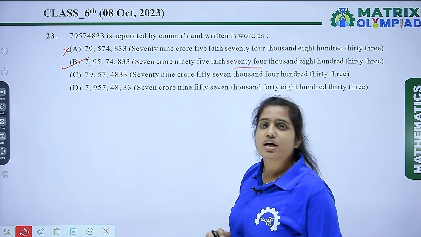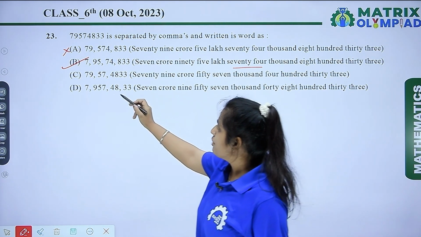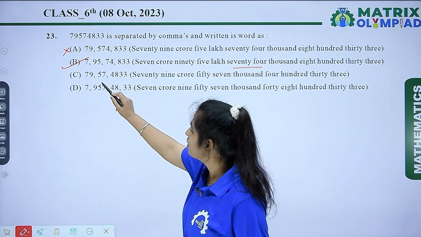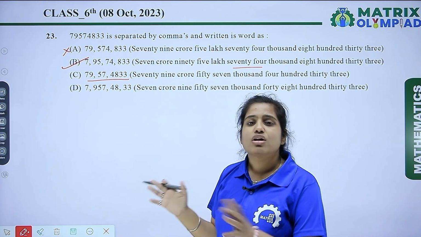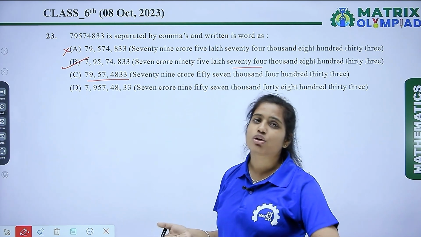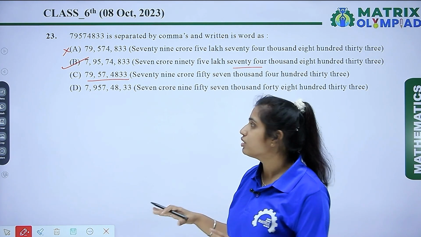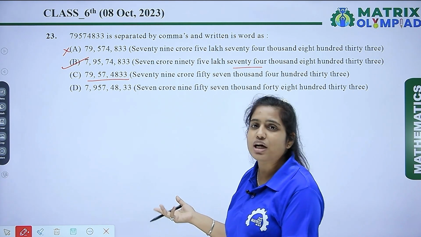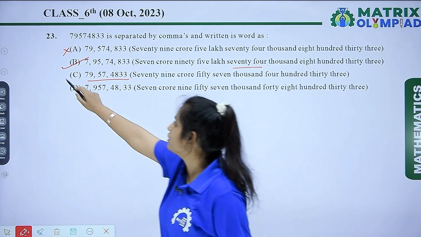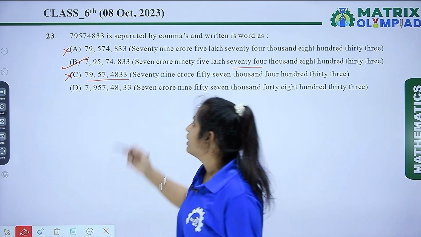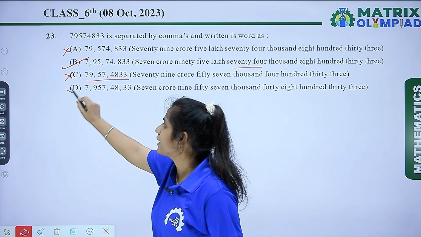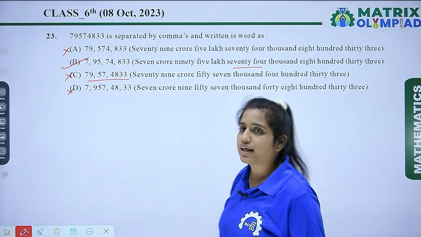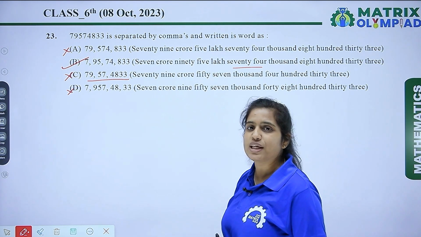Now let's check the other options also. The C part is like this. Now this is not according to the international system and not according to the Indian system. So both systems are not followed by these commas. So this option is also not correct. And in the D option, the commas are not placed correctly. So this option is also incorrect. So here the correct option is B.